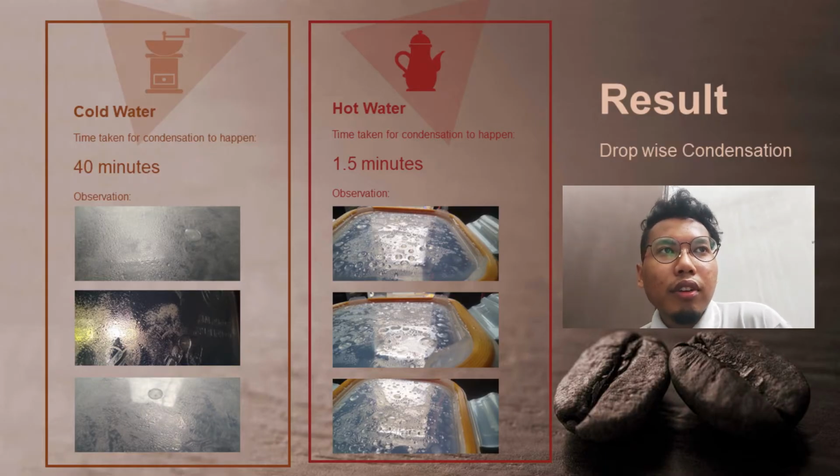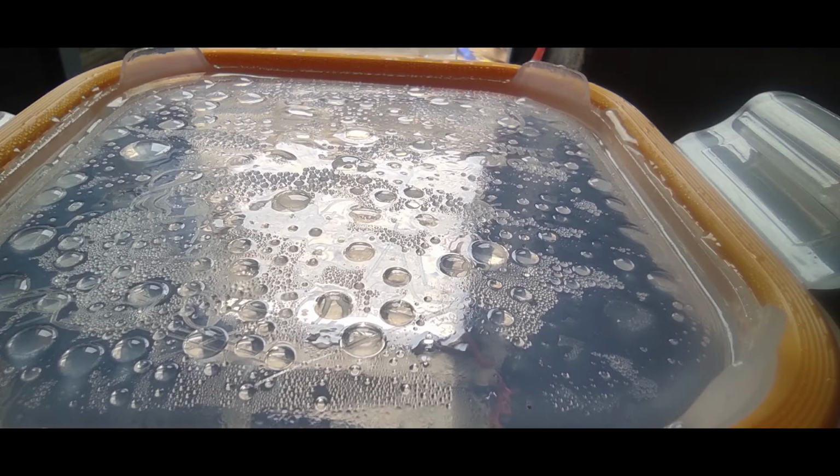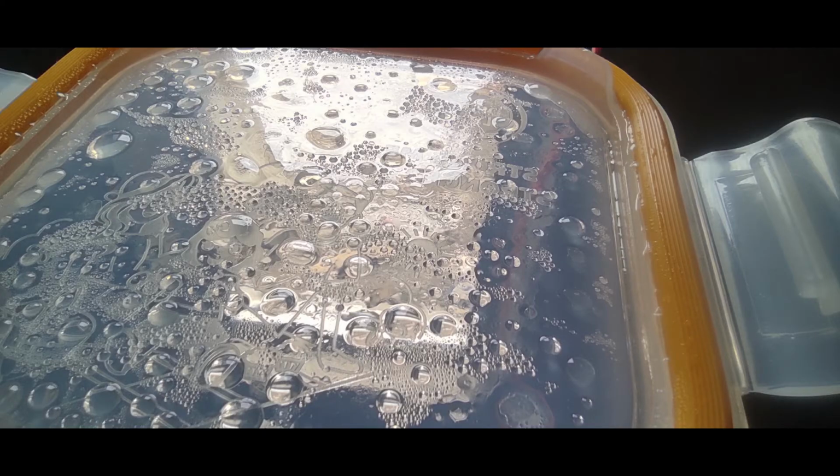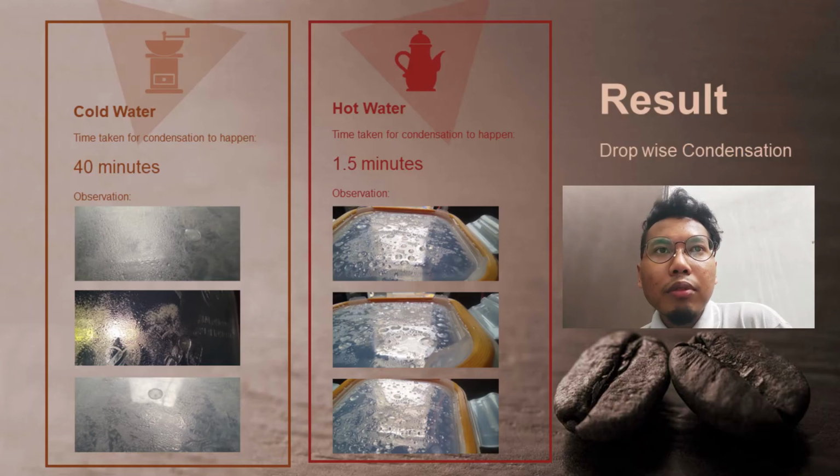For the result for dropwise condensation using hot water, it takes about 145 minutes to fully condense, and the observation has been shown. Meanwhile, for the cold water, the time taken for the condensation to happen is about 40 minutes, and the observation has also been shown.